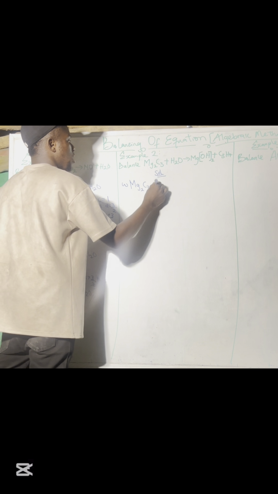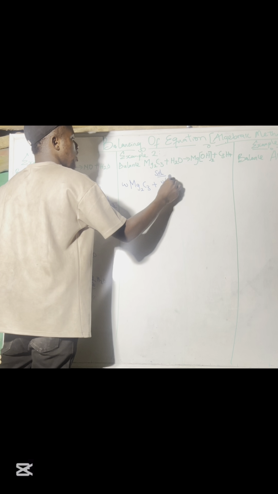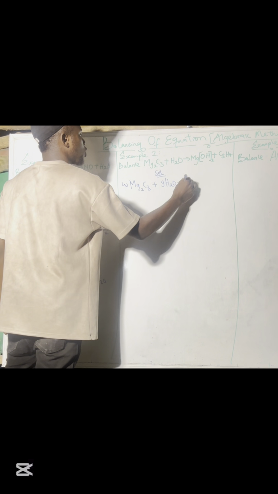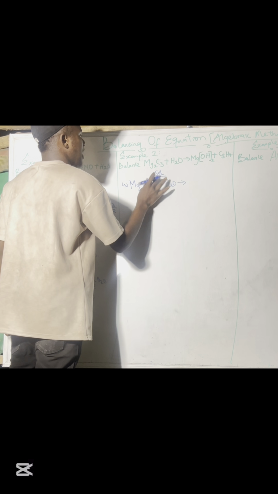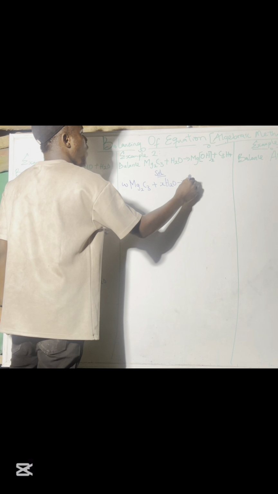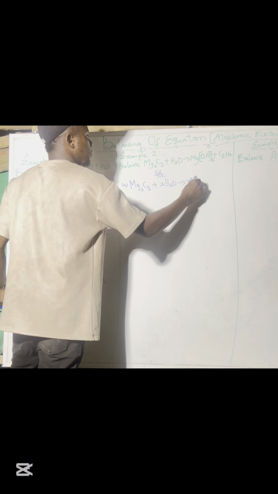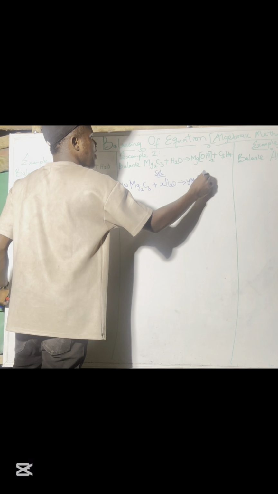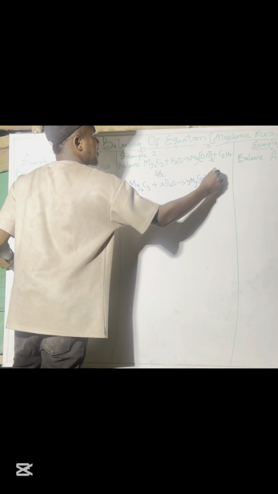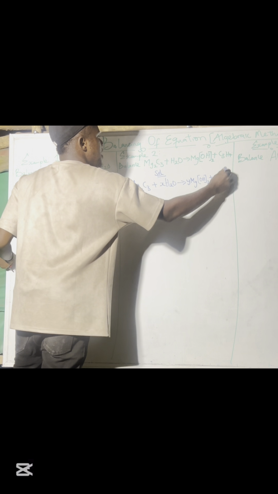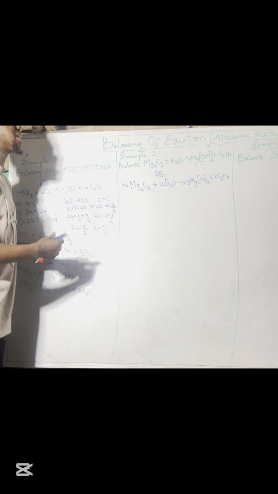So I'm going to use W Mg2C3 plus X H2O to give Y Mg(OH)2 plus Z C3H4. I will first represent the coefficients by letters. You can use anything you want. So therefore, guys, I will now formulate my equation.